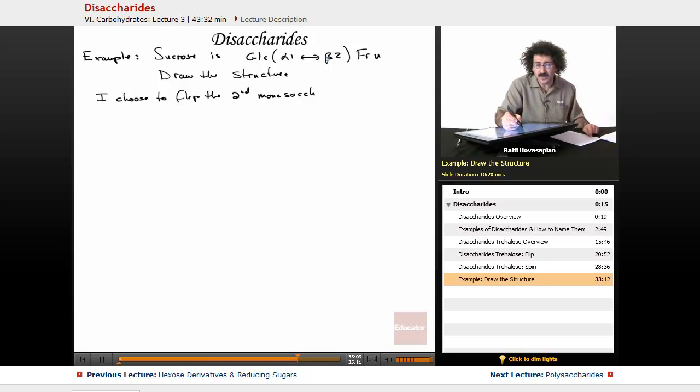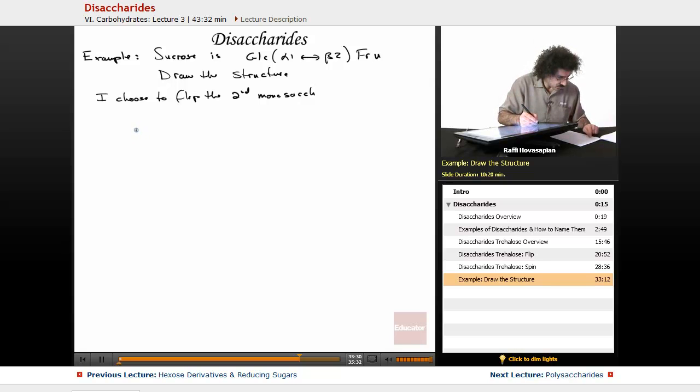Okay, and again, when you see an alpha or a beta on this second carbon, this second sugar, that's what's going to tell you that you're probably going to have to do some spinning or flipping. If there was just a number here, like 4 or 5 or 3 or something like that, then you can just leave them alone and just connect the carbons.